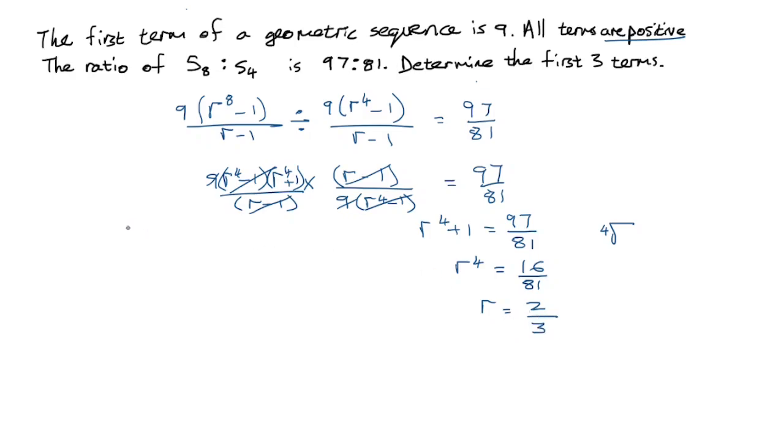And so what are the first three terms? Well, the first term is obviously just 9. The next term would be 9 times the ratio. And term 3 would be ar squared. And so what that leaves us with is just 9, 6, and 4.